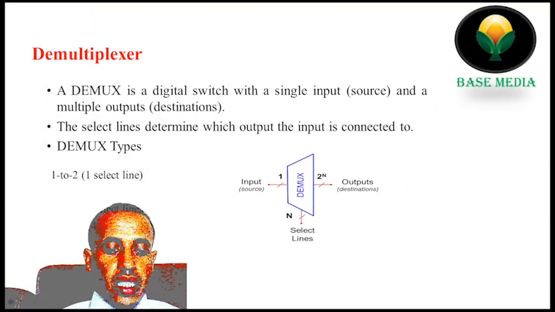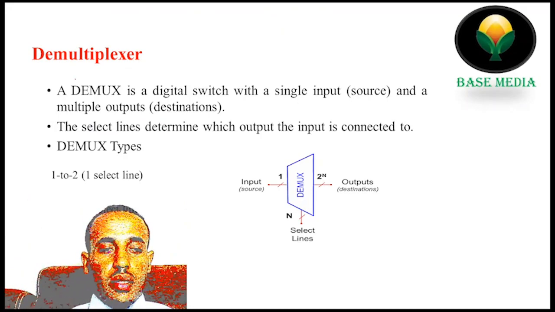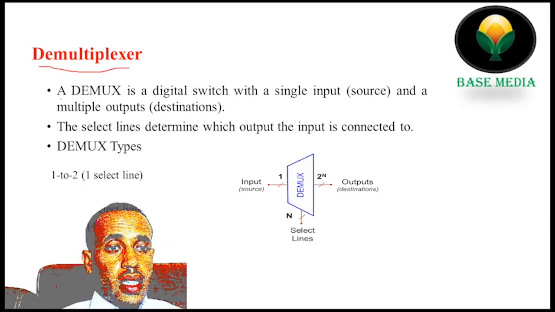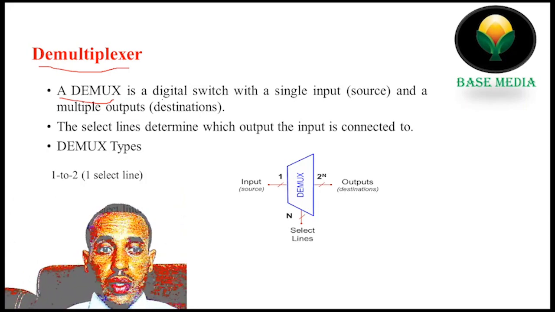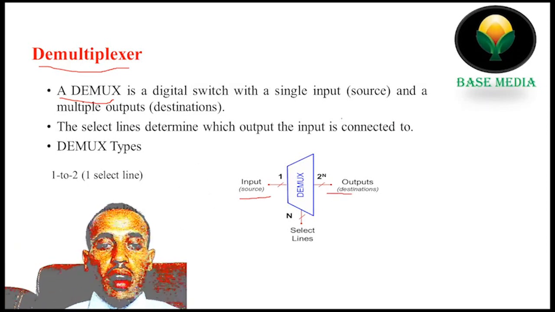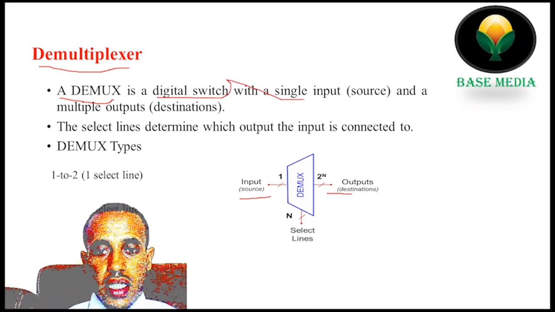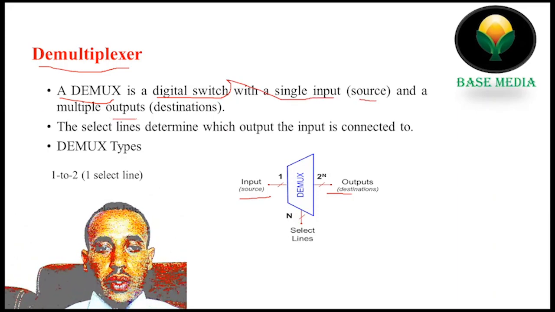So what does demultiplexer mean? We saw that the multiplexer has multiple inputs and we get a single output line, and we have n selector lines. The demultiplexer is the reverse of the multiplexer. We demultiplex the multiplexer, so we have one input and we get 2 to the power of n outputs. So it is a digital switch, with a single input, or a single source, and multiple outputs or destinations.